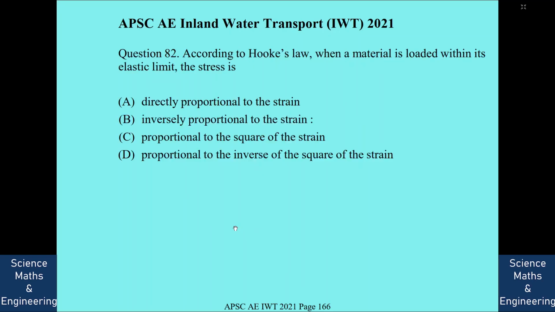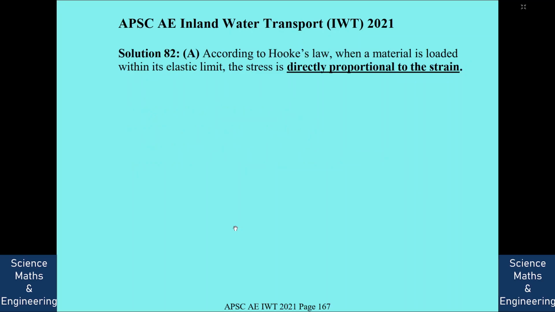Next, according to Hooke's law, when a material is loaded within its elastic limit, the stress is A, directly proportional to the strain, B, inversely proportional to the strain, C, proportional to the square of the strain, or D, proportional to the inverse of the square of the strain. So the answer is, it is directly proportional to strain. So stress is directly proportional to strain. Okay, but within elastic limit.